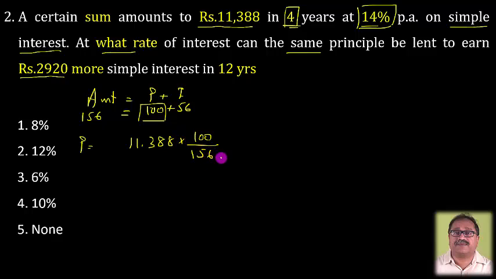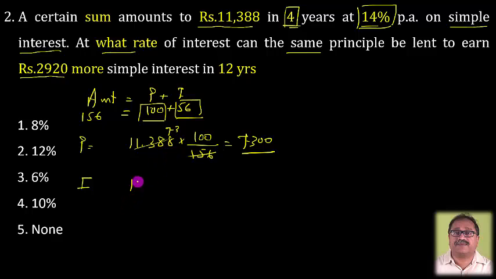So when you cancel this, you can see that this gets cancelled 73 times. 73 into 100, 7,300. This is my principal. And what about interest? So the interest is 56%. So now I will work out 56%, whereas I know 156%. What is that 156%? 11,388.